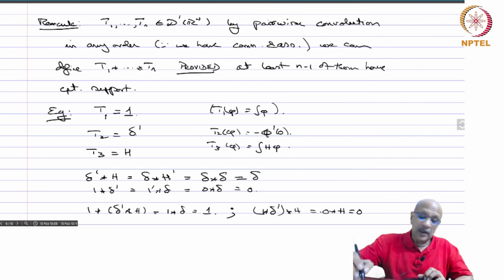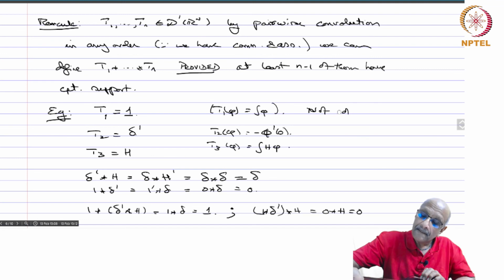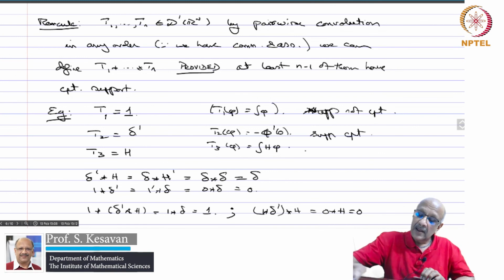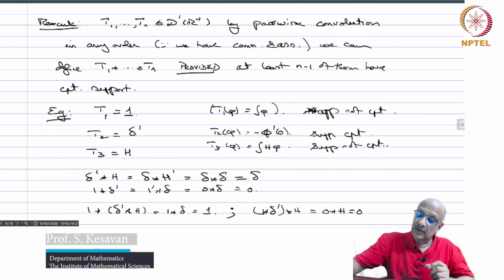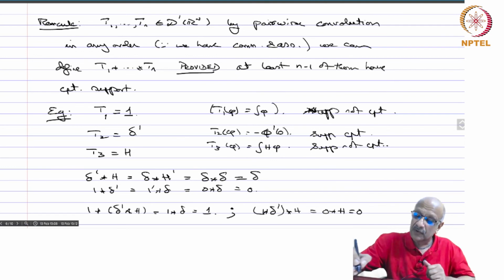Okay. So, therefore, it is important, and why is it so? This is not of compact support. The support is not compact, in fact, it is the entire real line. This support is compact, and this support is not compact. It is the positive real axis. Okay. So, you have two of them with non-compact supports, and therefore, you cannot do this. So, so much about the convolution of distributions. Now, we will look at some applications.